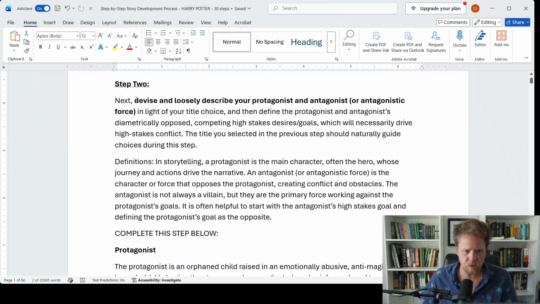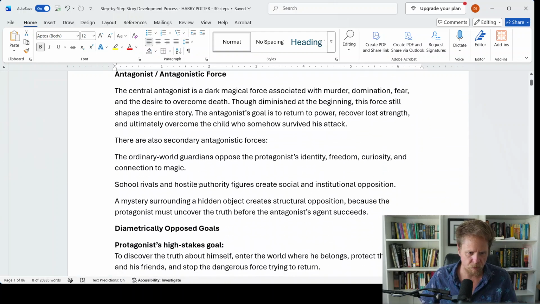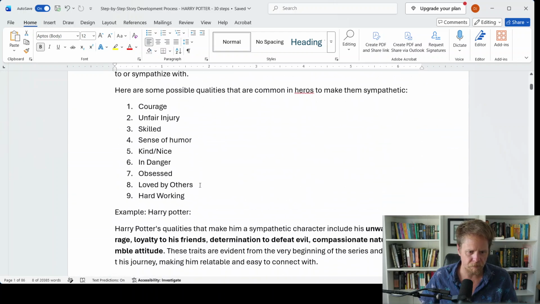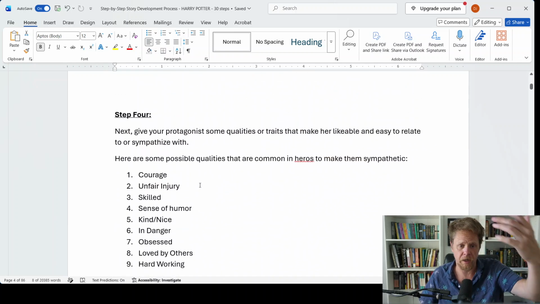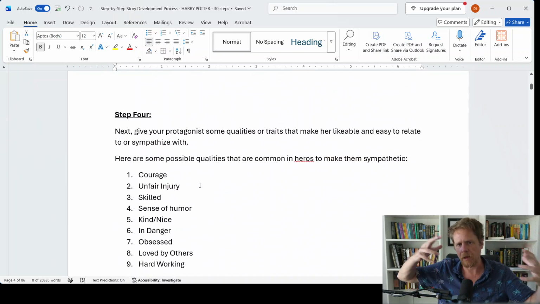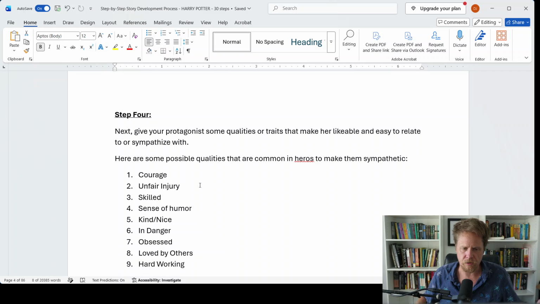Then in step two, we loosely defined a protagonist and an antagonist in light of your title choice. Then in step three, we gave them a name. And then in step four, we gave our protagonist some qualities or traits that made him or her likable and easy to relate to and sympathize with, right? So you can see how we're doing this step by step. We're just building this novel out step by step.